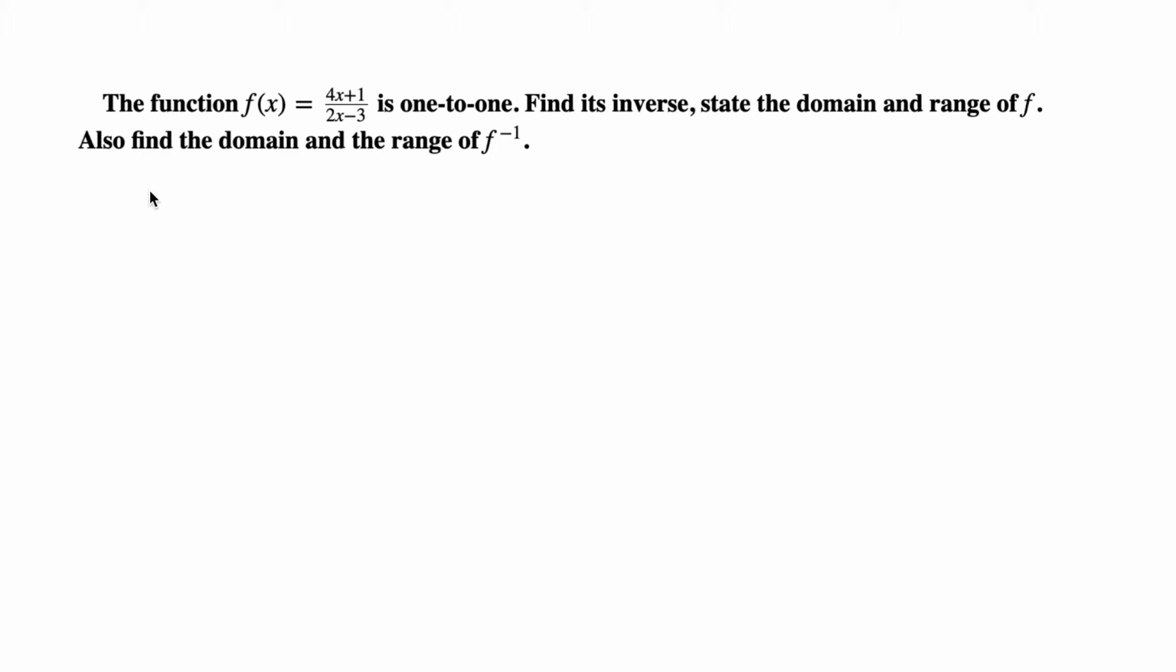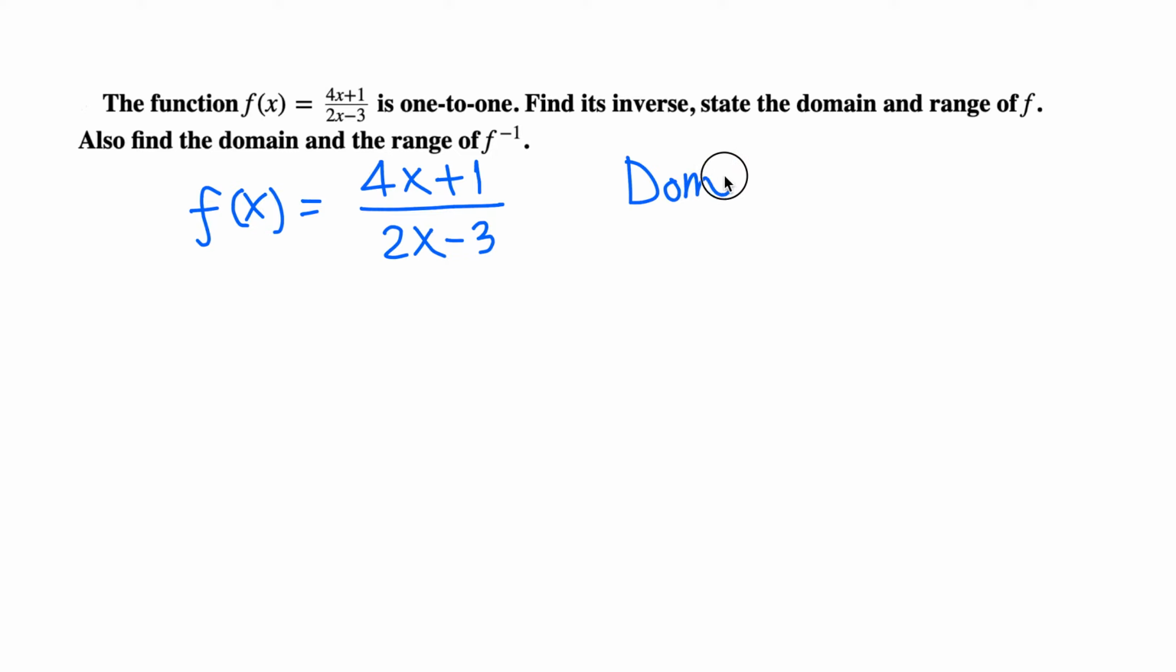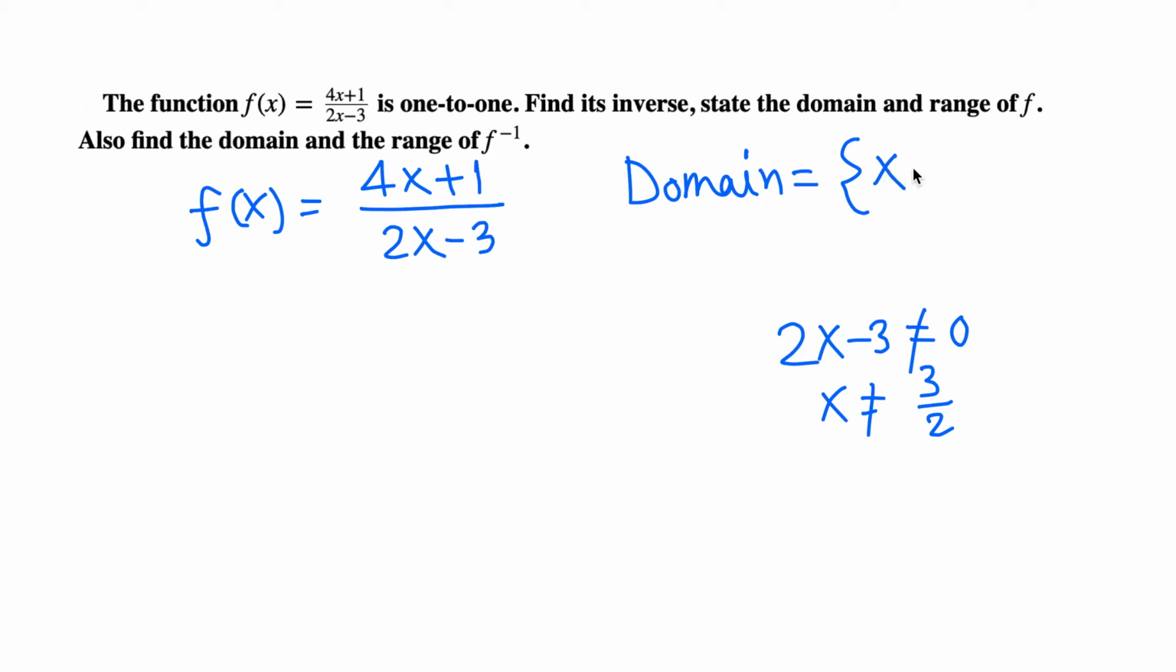So here the function is (4x + 1)/(2x - 3). Now we can find the domain of this function. Domain is all real numbers except the x values that make the bottom 0. And 2x - 3 is 0 when x equals, add 3 to both sides, divide by 2, 3/2. So we should not have this. So the domain is all real numbers such that x is not equal to 3/2.